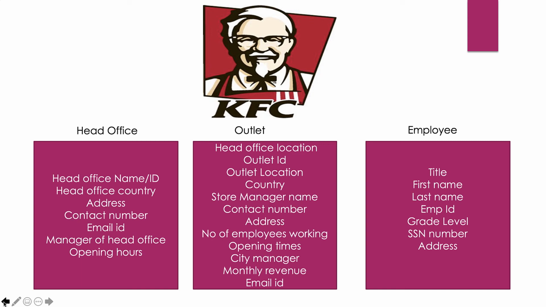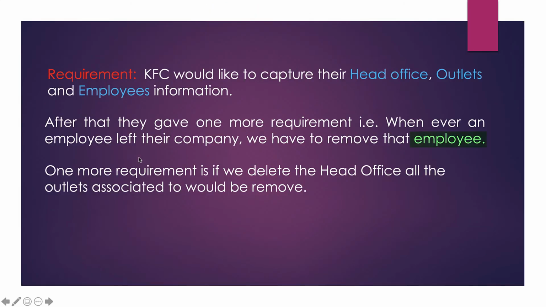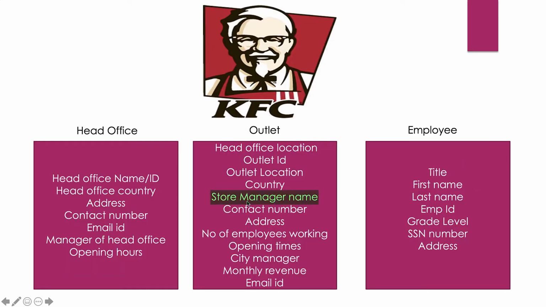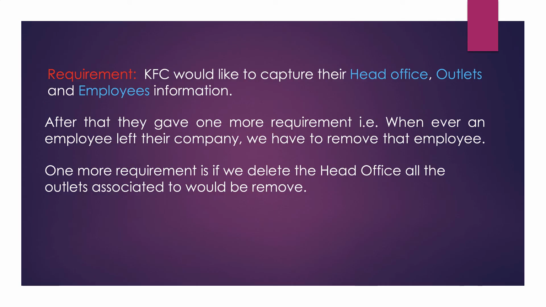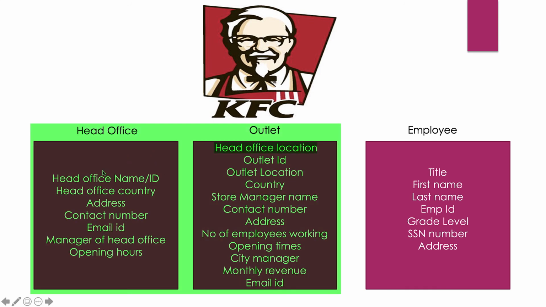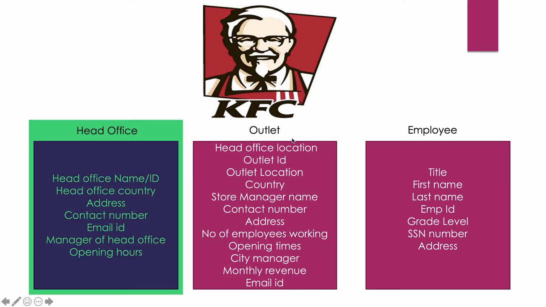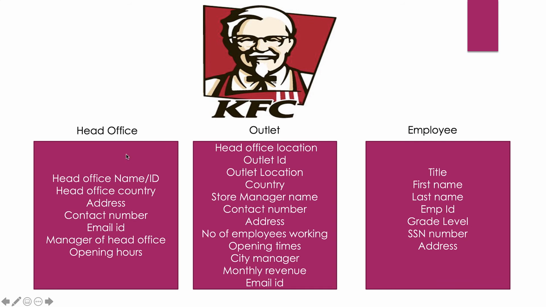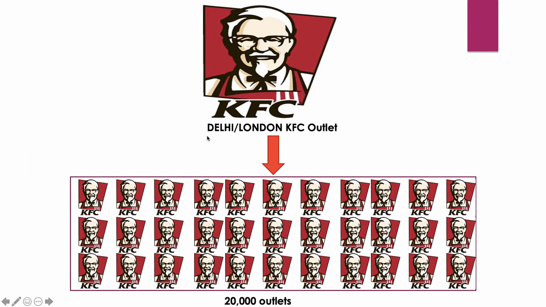And go back to the slide. What is one more requirement? Whenever an employee leaves the company, we have to remove that employee. The store manager got a better job in a different company. He left. At that time, we have to remove that employee. What is the other requirement? If we delete a head office, all the outlets associated with that head office should be removed. So this is the field linking between these two objects. And we took this requirement.